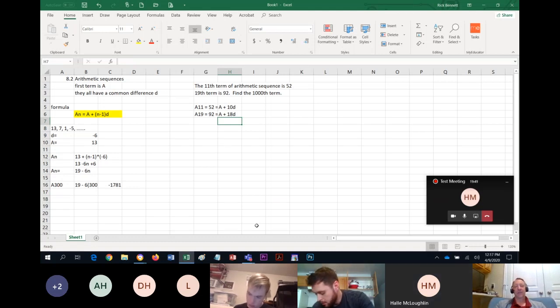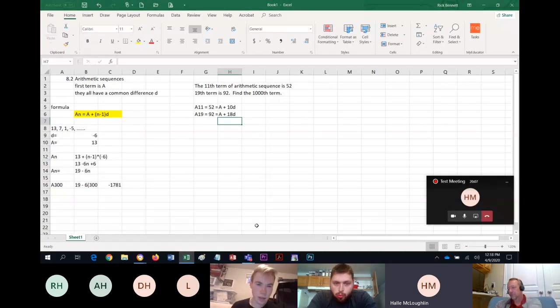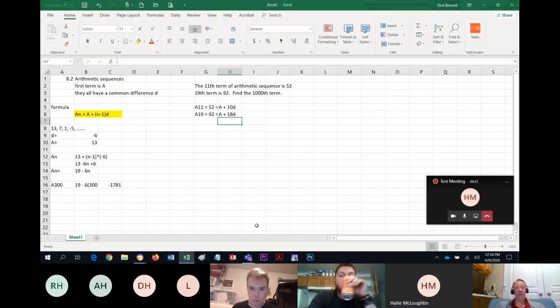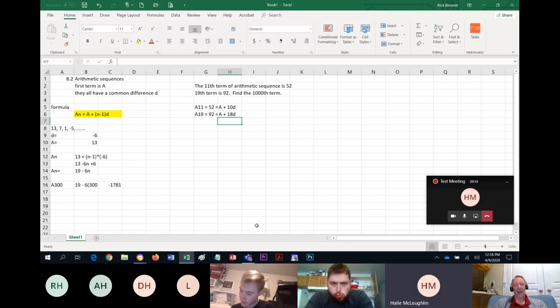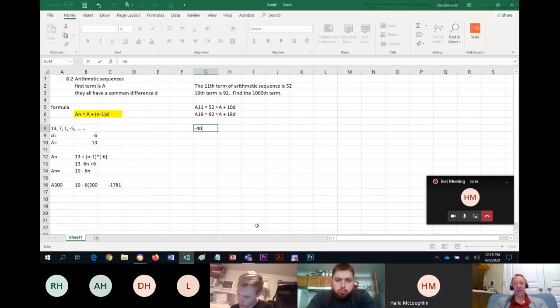How can we solve that? Elimination. Elimination, thank you. I thought somebody was going to say matrices because they love that so much, but we can do elimination. All right, so 52 minus 92 is negative 40. The a's eliminate. a minus a is 0, and then I'm going to get 10 minus 18 is negative 8d.